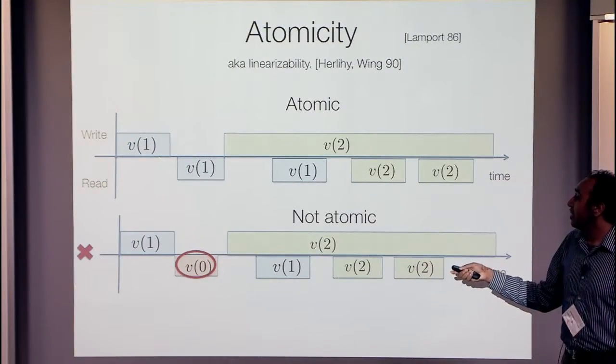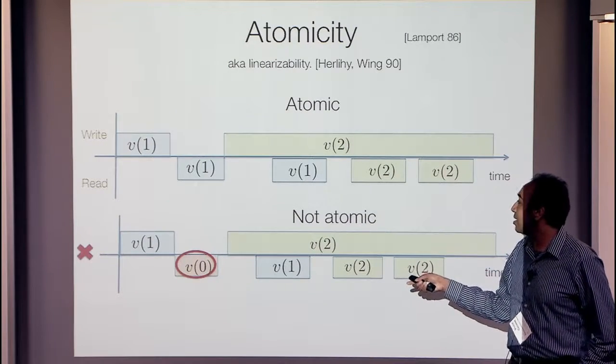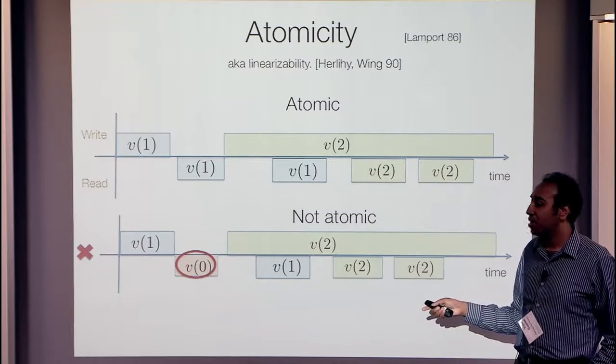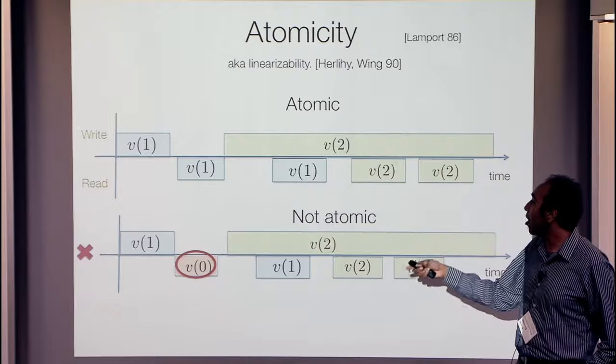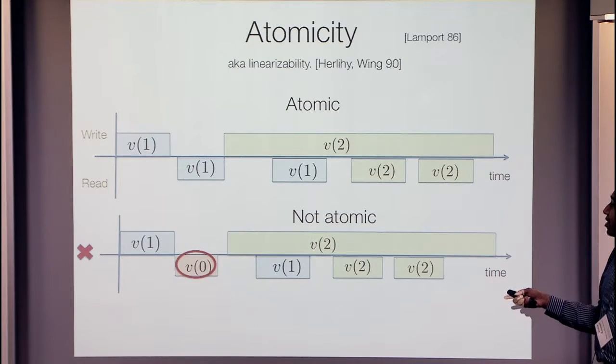Can you explain what an overlapping write is? Yeah, let me show this picture. The bottom is the read, the top is the write. The bottom should return V1. It shouldn't return something older. What is this notation? The horizontal axis is time. What does V1 mean? It's just an indicator of the value, the first value.